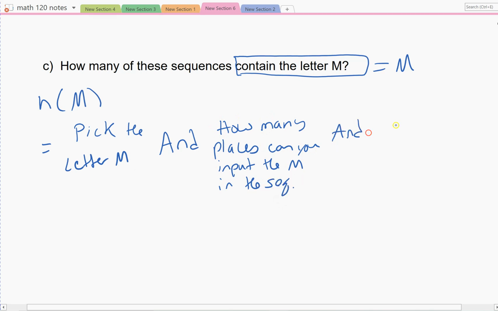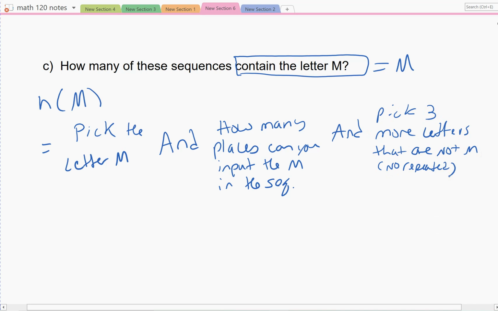And then the third part of this is, well, I still need to pick 3 more letters that are not M and not repeated. All right, so this is sort of how it's broken down.